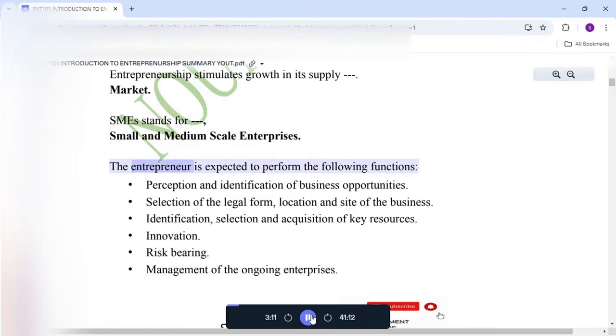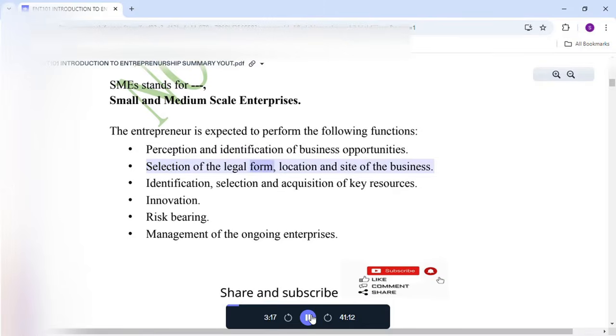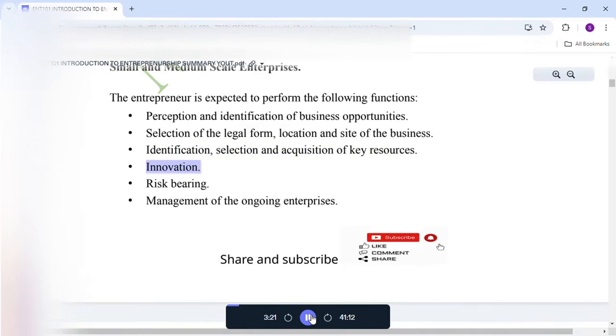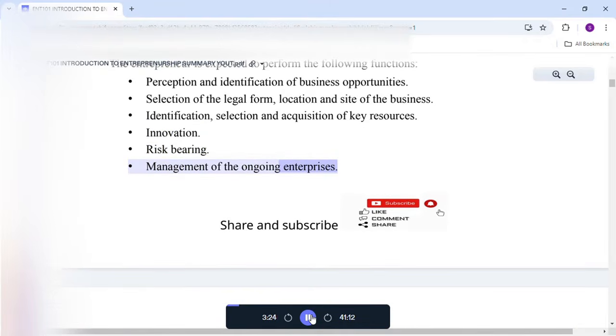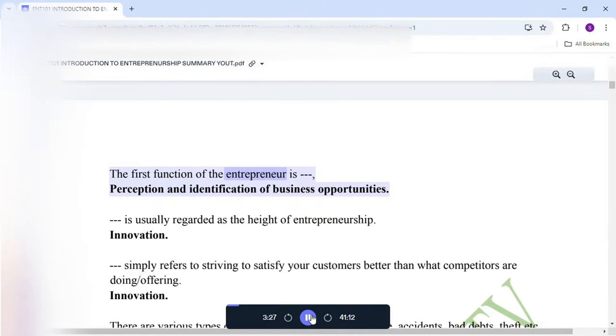The entrepreneur is expected to perform the following functions: perception and identification of business opportunities, selection of the legal form, location, and site of the business, identification, selection, and acquisition of key resources, innovation, risk-bearing, management of the ongoing enterprises. The first function of the entrepreneur is perception and identification of business opportunities.